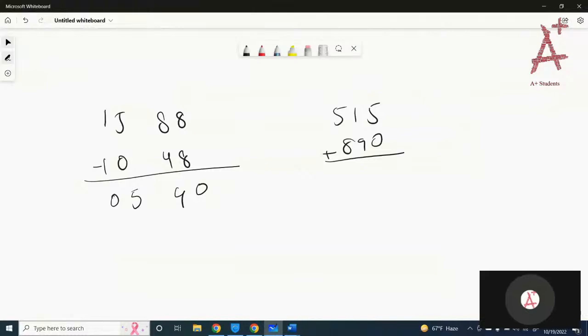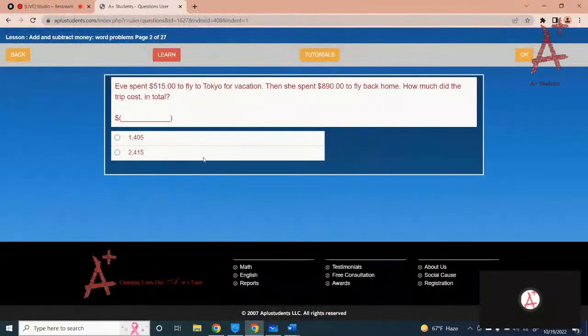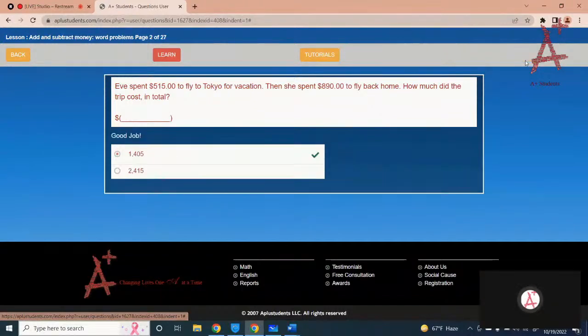So start adding from the ones digit. So 5 plus 0 is 5. 9 plus 1 is 10. Write a 0 over here and carry the 1. So it would be 8 plus 1, 9, and 9 plus 5 is 14. Got it? That means in total she spent 1405. Got it? So select the correct option and click on the OK button.